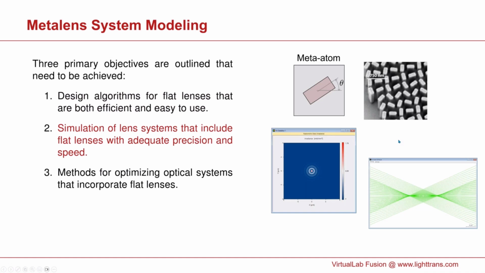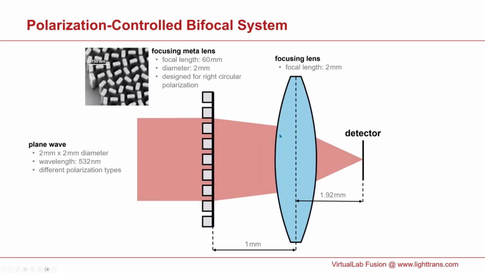Towards the conclusion of the webinar, we present a case study in which we exploit the polarization sensitivity of a metalens constructed with rotated nanofins to achieve a switchable bifocal system. Here's the configuration. We position the metalens ahead of a thick lens and aim to investigate how the focus of the combined lens varies based on the input polarization. That's what we would like to do.